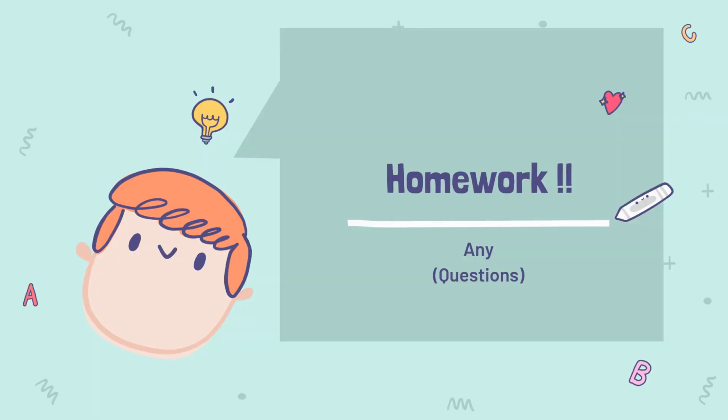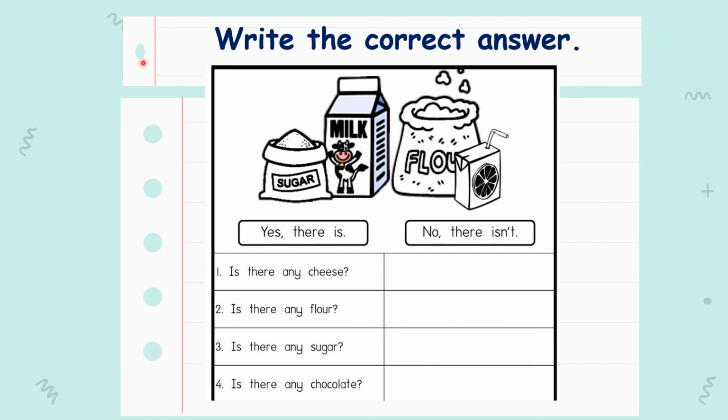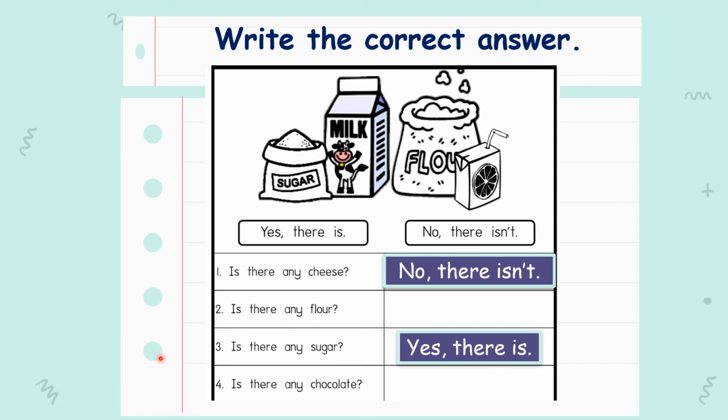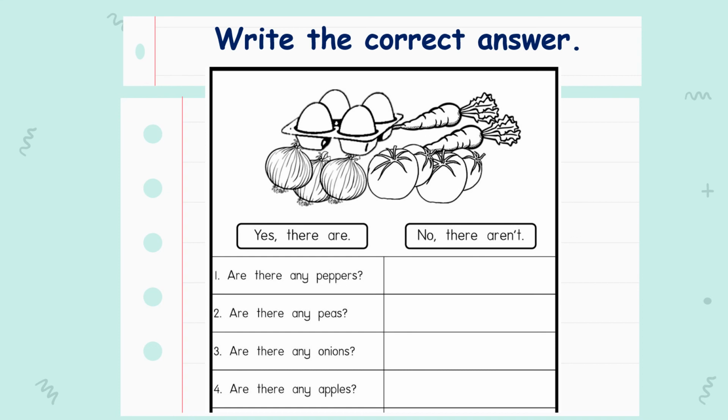So for today's homework, I want you to write the correct answer. Look at the pictures and answer the question. For example, is there any cheese? Is there any cheese in the picture? The answer is no, there isn't. What about question number 3? Is there any sugar? You can see the sugar is right next to the milk, right? So the answer would be yes, there is.